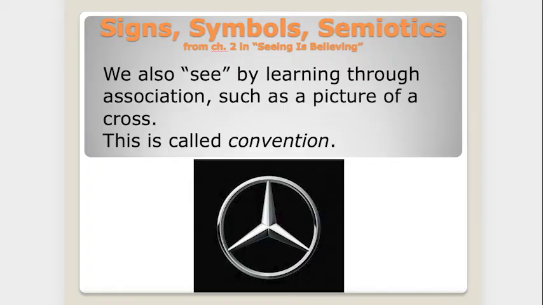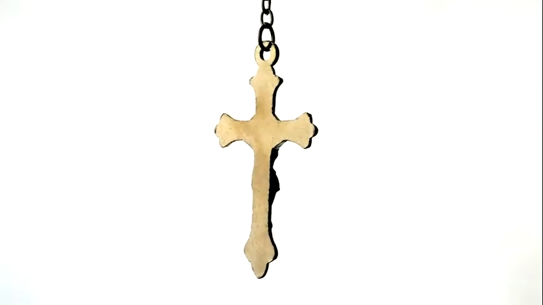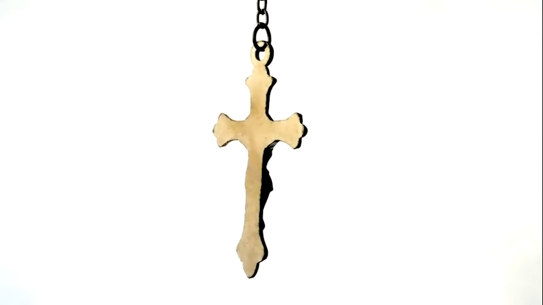So another way we communicate is through a process called association. We associate one image with another, and this is called convention. If you imagine someone wearing a cross as a necklace, for example, the cross is a symbol of a religious image. Sometimes the cross will be a crucifix in which there's a depiction of Jesus on the cross. At other times, it'll just be a cross. Now, when that was originally invented, the cross was a cruel torture device used for executing criminals.